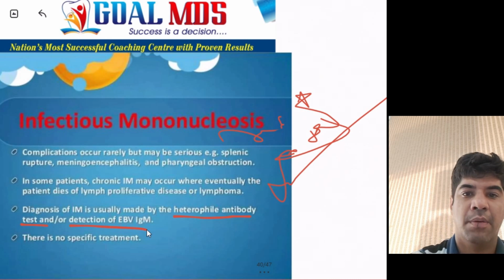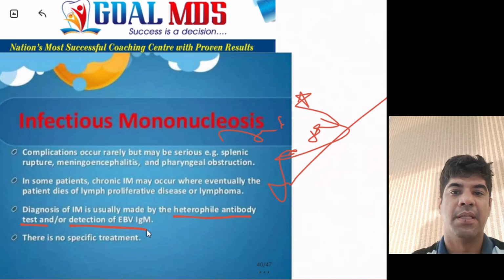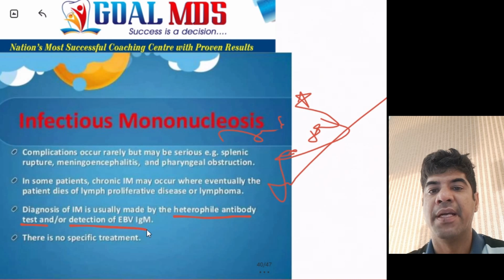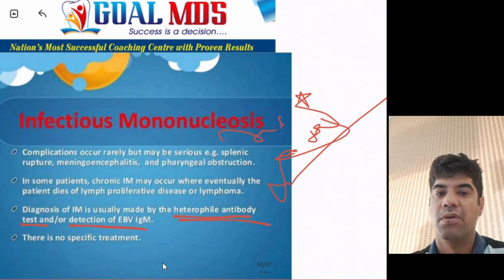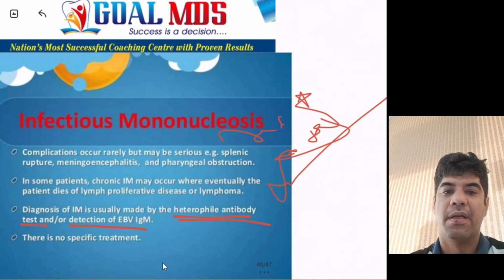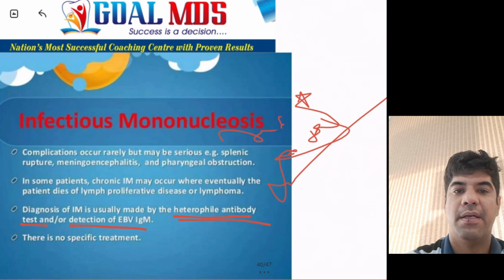Other tests are the Monospot assay or the Paul-Bunnell test. They are the common methods for detecting heterophile antibodies. Real-time PCR can be used for the immunocompromised patient.